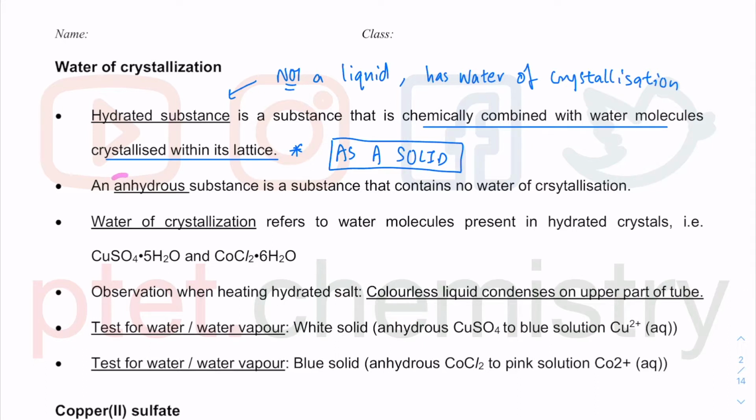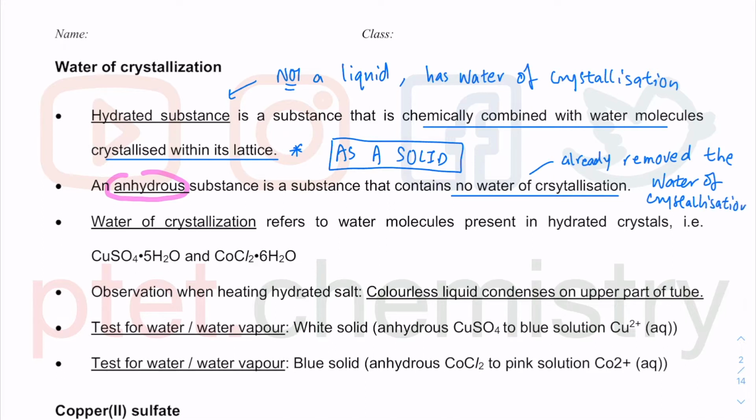On the other hand, you have this thing called anhydrous. Anhydrous means you have already removed all the water of crystallization. So you have taken away all the water of crystallization. If you have no water of crystallization, there are just no water molecules present in your formula units. And when you have water of crystallization, these two are the common examples as stated in the syllabus.